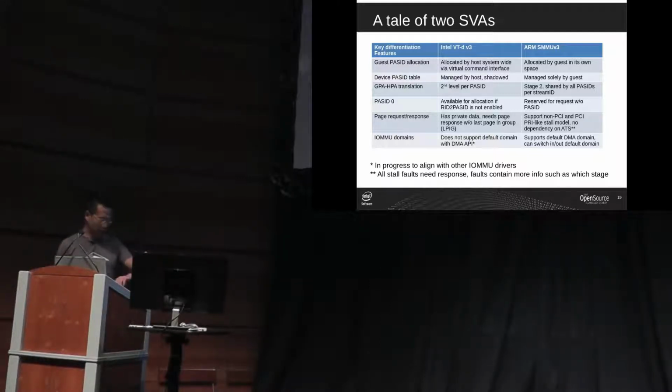On the Intel side, we have some private data that needs response. On the ARM side, we have the stall model and some not ATS compliant interface. So I think the IOMMU domain is not the main difference between the two architectures, but rather the state of the two drivers. But we're working to bring them to the same behavior. Just for VTD specifically, we try to support the default domain, which supports the DMA mapping API, instead of using a private domain.